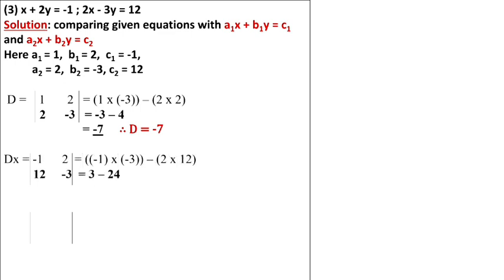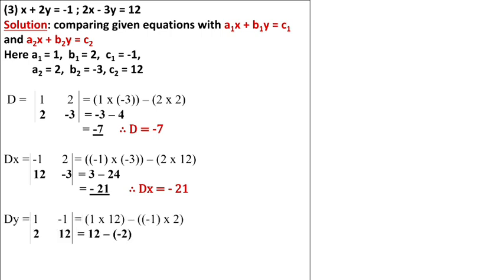For Dx we take c1, c2 and b1, b2. So minus 1 into minus 3 minus 2 into 12. 1 times 3 is 3, minus minus became plus. Outside the bracket we have the minus sign. 12 times 2 is 24, and 24 minus 3 we get 21. The bigger number is 24, so we get the answer minus 21. Dx value is minus 21.